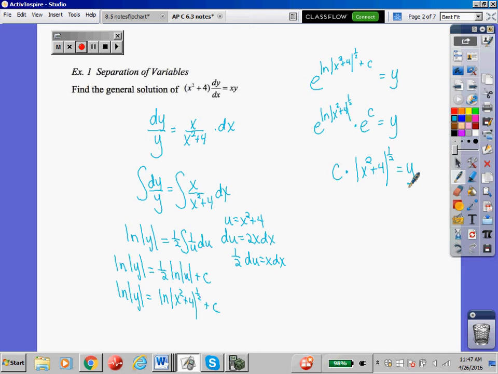Now, x squared plus 4 is positive all the time, right? So I don't need the absolute value any longer. The other thing is, the 1/2 power is a square root. So a general solution looks like this, where I have c in the problem.